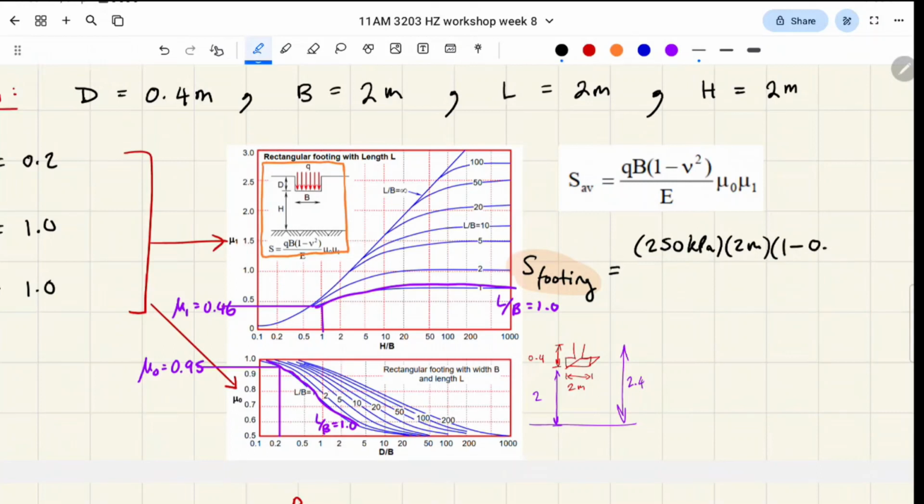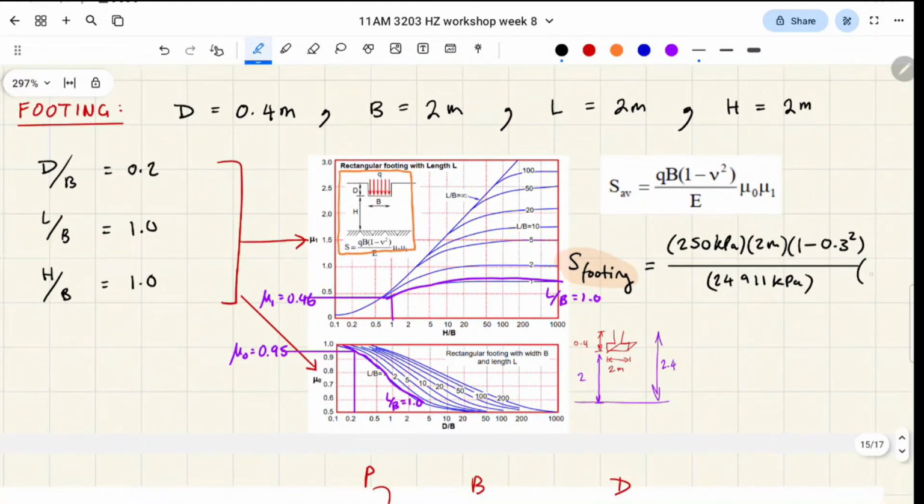Same Poisson ratio, that's a soil property, not a footing property. Elastic modulus, this is a soil property. This is what we worked out in the first bit. And we're going to plug in the mu values. And we get that the settlement is 0.008 meters. So it's in meters because our footing width is in meters, right?